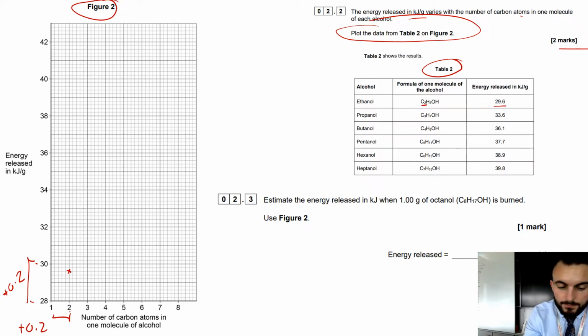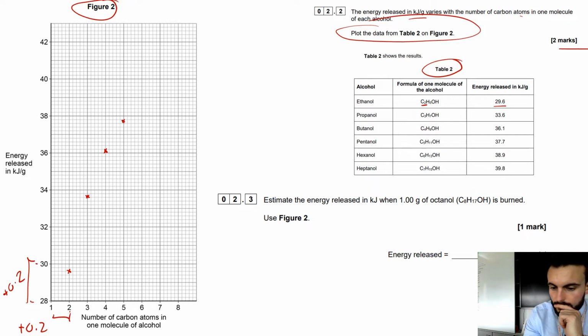3 carbons along to 3, and then so that's propanol, 33.6. The 4 carbons, butanol, to 36.1. So go up to 36, and then go half a square higher. 5 carbons is pentanol, 37.7. You go along to 5, and then up to 37, and then go 3 squares, and then a half.